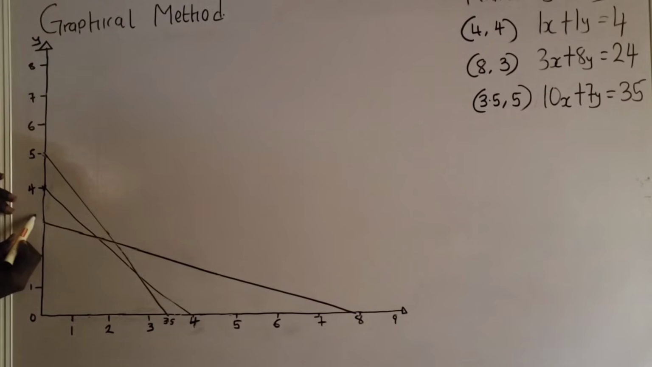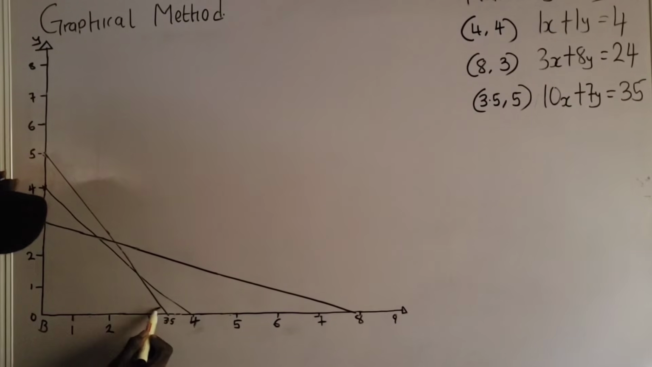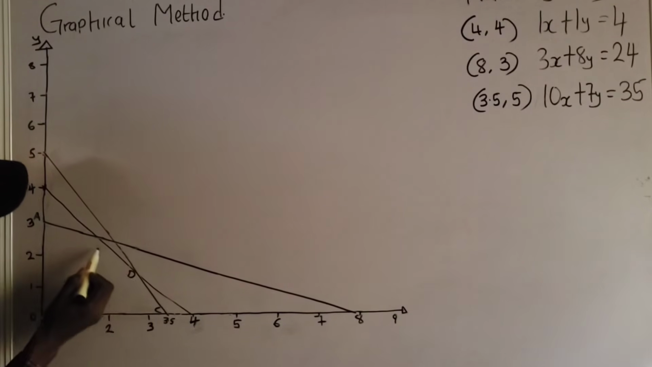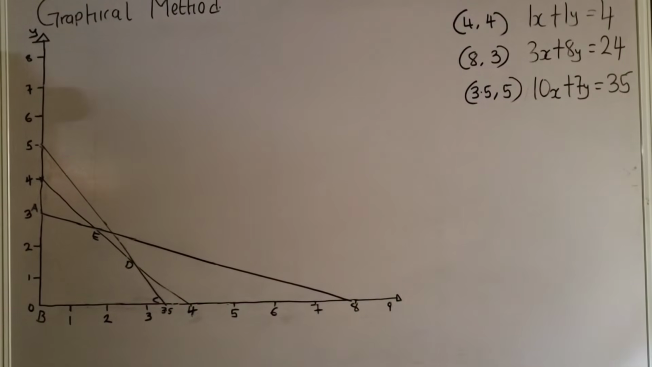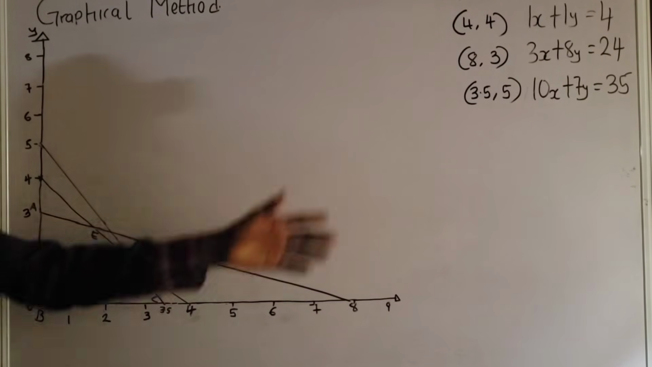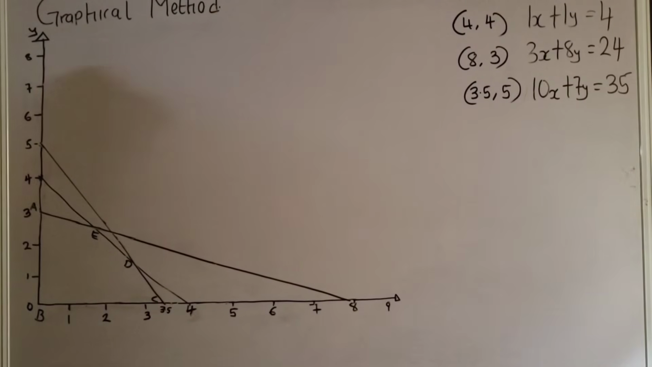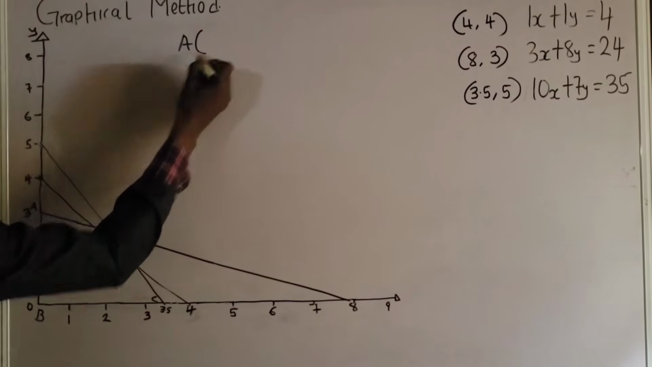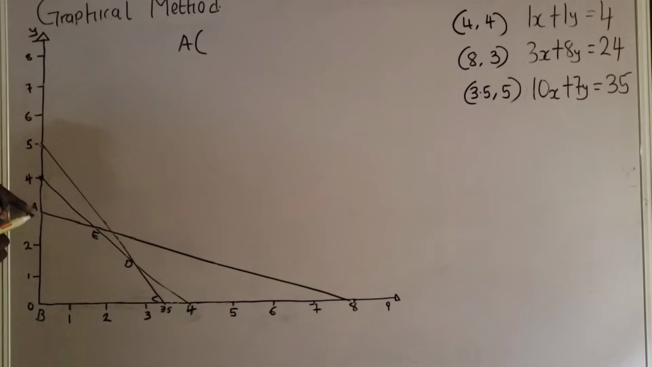For this place, let me call this A. Let me call this point B. This is point C. This is point D. This is point E. This implies that all the points on polygon A, B, C, D, E satisfy the inequality equations of these machines. You get what I'm saying? So now let us get the points. Point A, let's trace it.